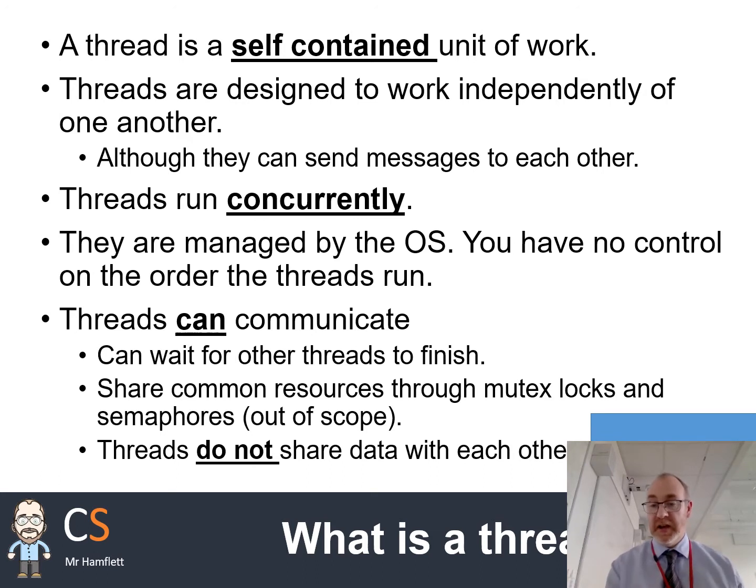If they didn't run independently and we did care about the order, then actually we're talking about a serial approach, so threads wouldn't work anyway. Threads can communicate, they can wait for other threads to finish, they can use something called mutex locks and semaphores, which is massively outside the scope of A level, but if you are interested, please do research it. It is quite an interesting topic. And they don't share data with one another, unless you really must. Now, it's very important that you bear in mind if two threads are trying to access maybe the same variable, you're going to get an issue. We're going to talk about that in a bit.